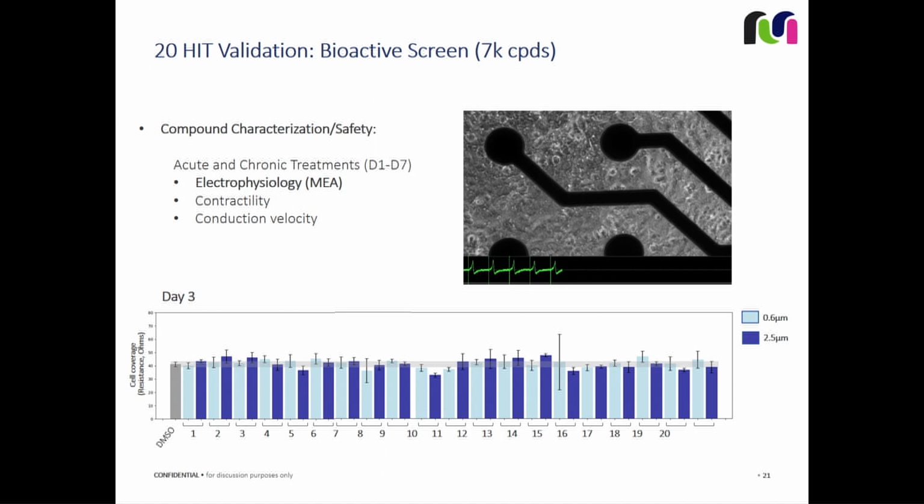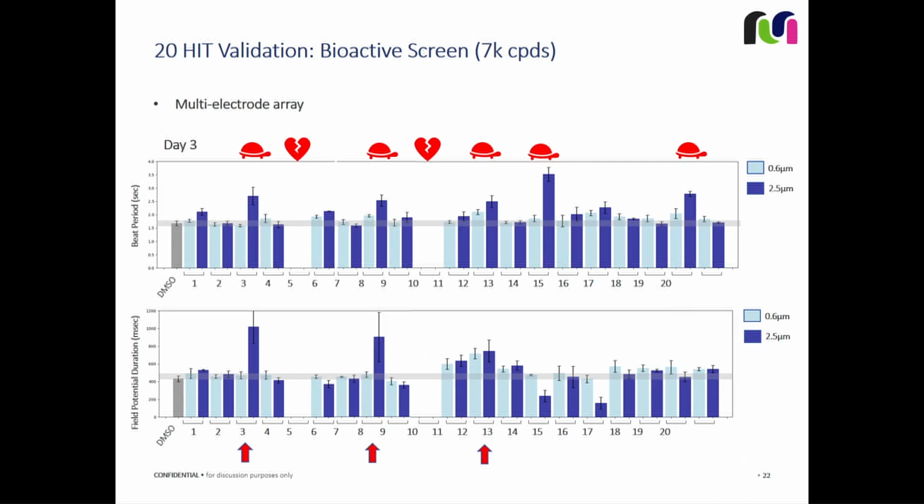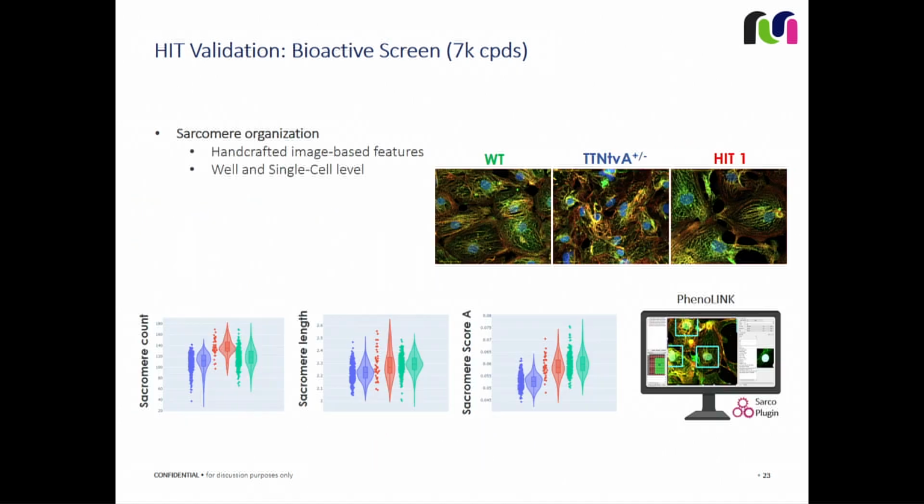We see after 3 days of treatment, all the cells are still there. And when we're looking at the MEA, we're looking at the beat period, which tells you how long it takes for 1 beat to occur. So if this increases, it means that the cells slow down. At the same time, we're looking at the field potential duration. This is another metric which suggests that there are arrhythmias. And from these readouts, we can identify compounds to exclude from our list, because for safety reasons, they are more prone to give arrhythmias in our cells.